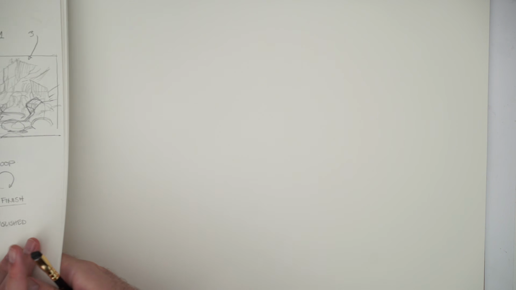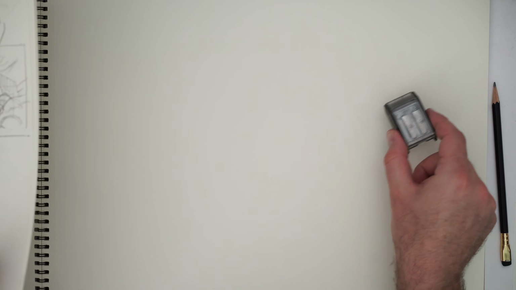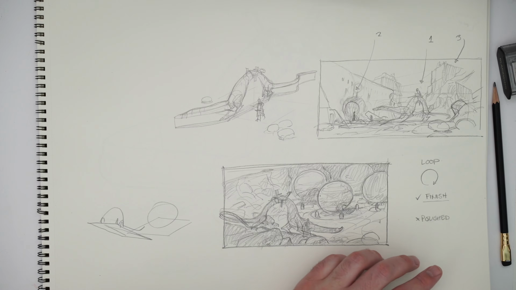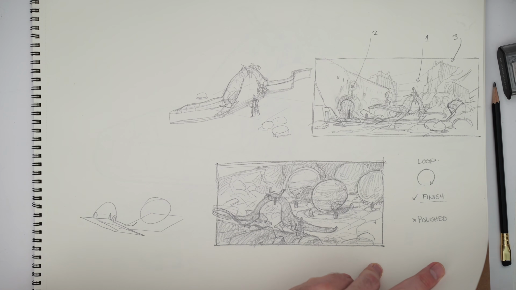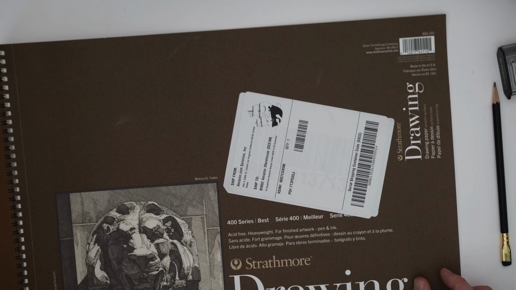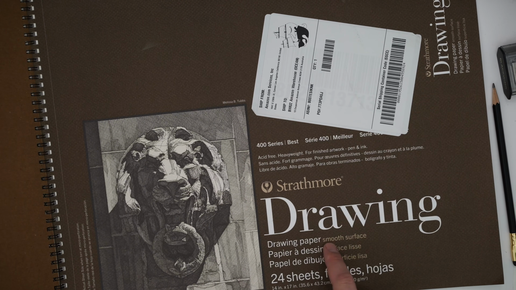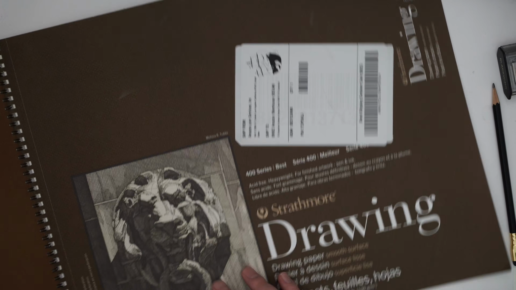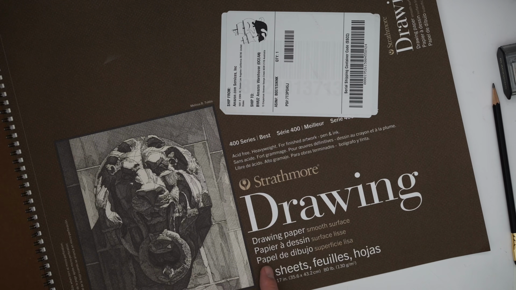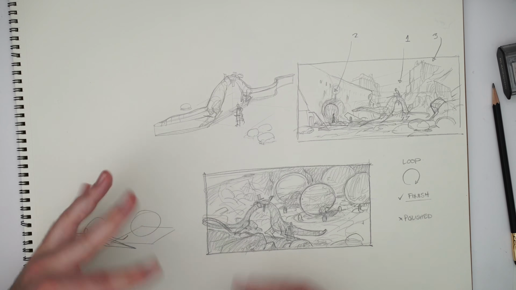So firstly, I'm going to be drawing with a matte Blackwing. I have a 2-stage sharpener. I will probably have a kneadable eraser or putty eraser of some kind. And I'm drawing on this paper, which is a Strathmore 400 series drawing paper. It's a smooth surface, and it's a big pad, 14 by 17 inches, which is a nice big one.